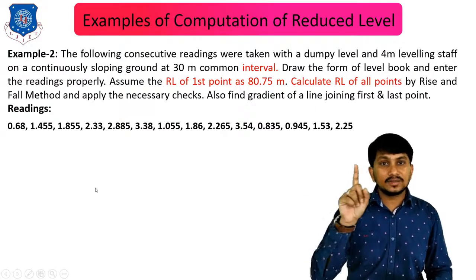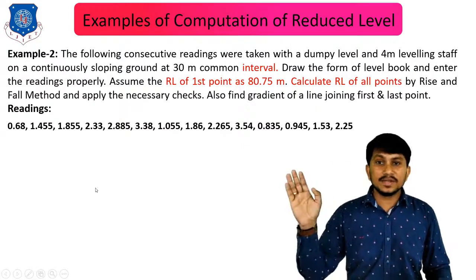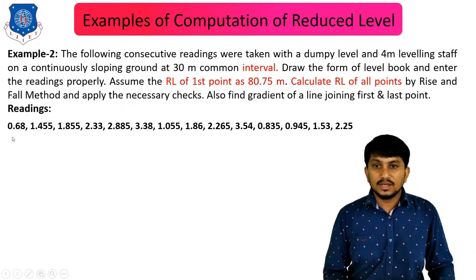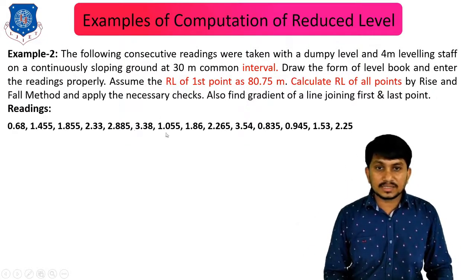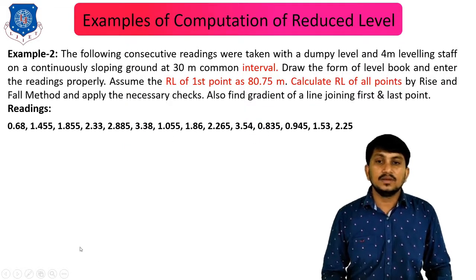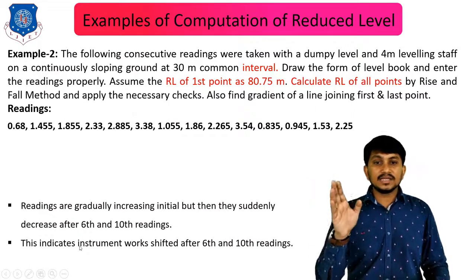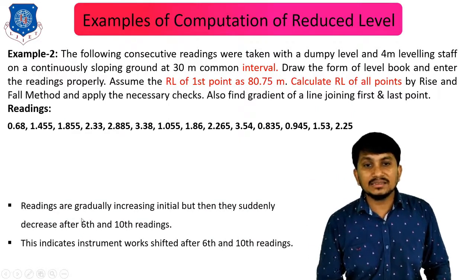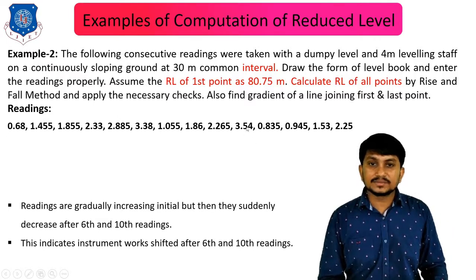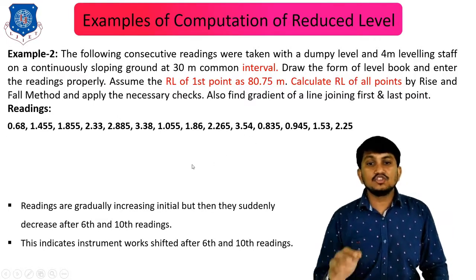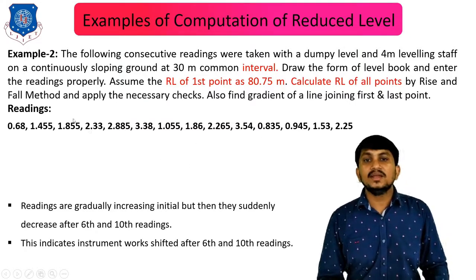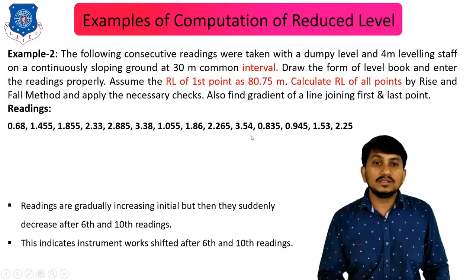by using these readings. Here you can clearly see the readings are gradually increasing and suddenly decreasing, increasing and suddenly decreasing like this. So readings are gradually increasing initially, but then they suddenly decrease after 6th and 10th reading. This indicates the instrument shifted after 6th and 10th readings. So now we can name these readings.